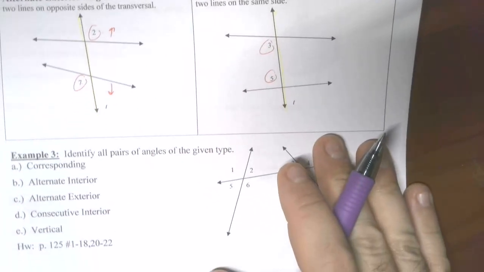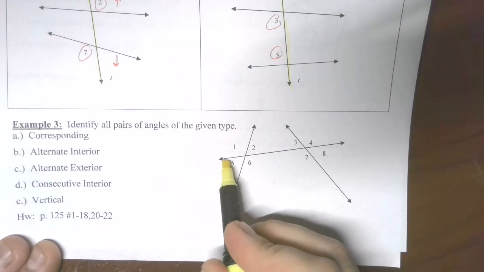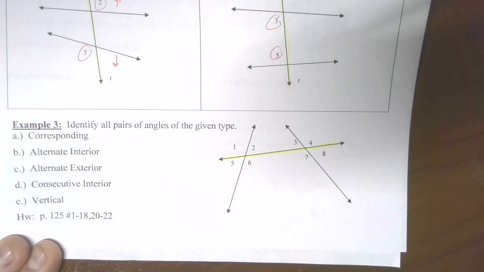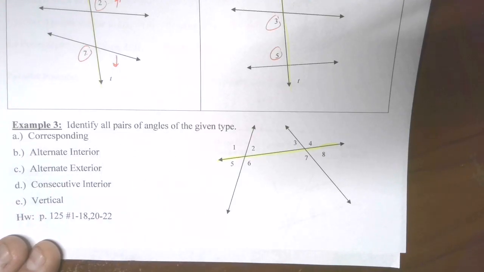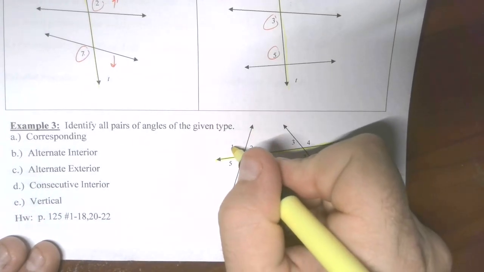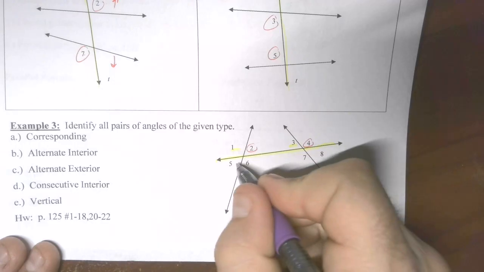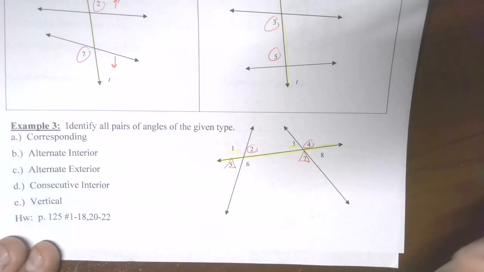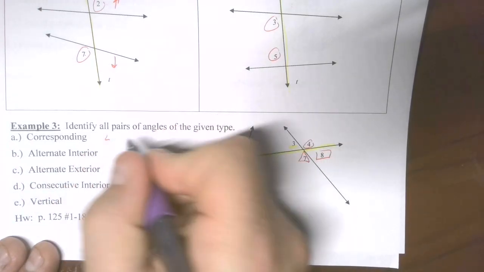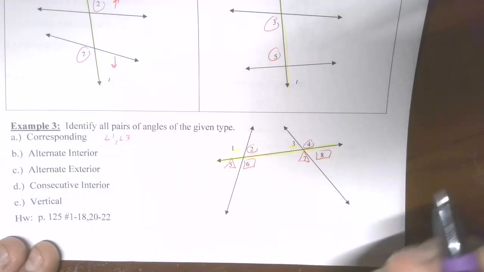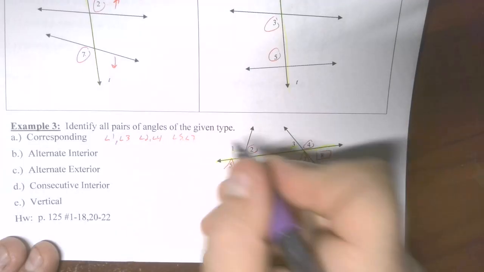So let's see if we can recall these from a basic picture. Let's say that I had one transversal in our picture that crosses two lines. A pair of corresponding angles would be 1 matches 3, 2 matches 4, 5 matches 7, 6 matches 8. Let's jot those down. Angle 1 and 3, 2 and 4, 5 and 7, 6 and 8.